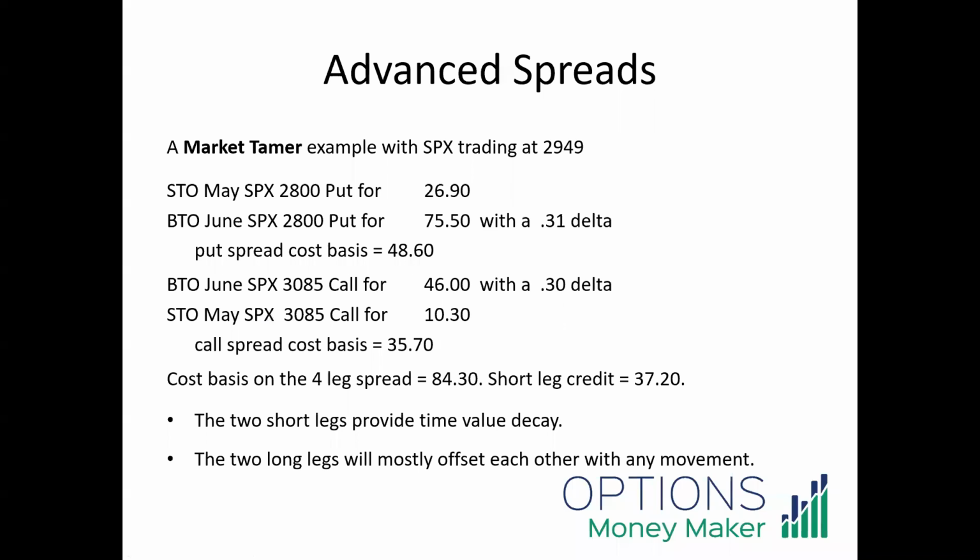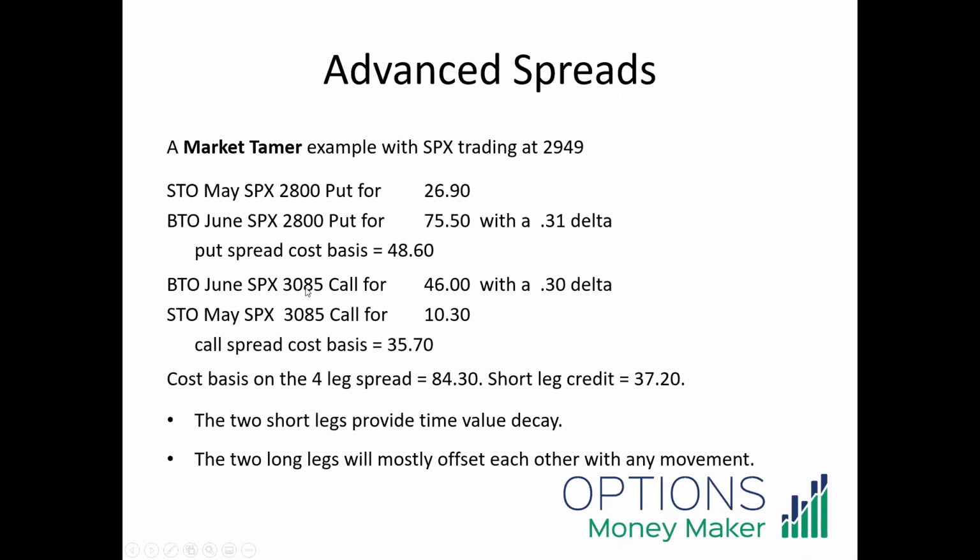If I was going to open a market tamer on the S&P 500 and the S&P 500 is trading at 2949, I might buy to open an SPX 2800 put, and it has a 31 delta, and also buy to open an SPX 3085 call with a 30 delta. This one is about 136 points out of the money, and this one's about 149 points out of the money right here. Okay, and those are June expiration.